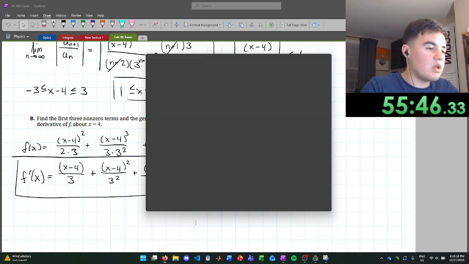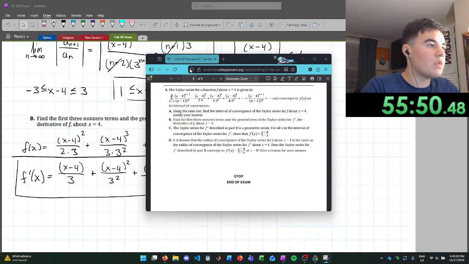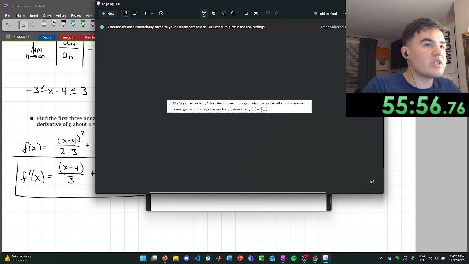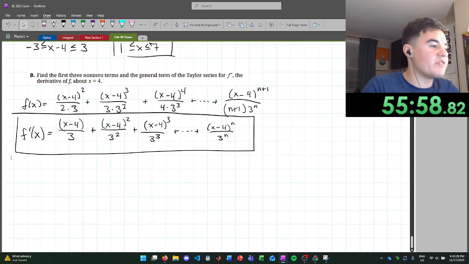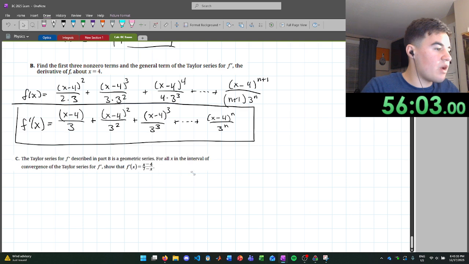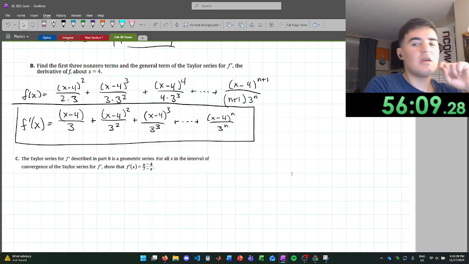Next question is going to be this next one, which says that the Taylor series described in part B is a geometric series. That makes sense, it looks like a geometric series. For all x in the interval of f prime of x, show that f prime of x is equal to (x minus 4) over (7 minus x).